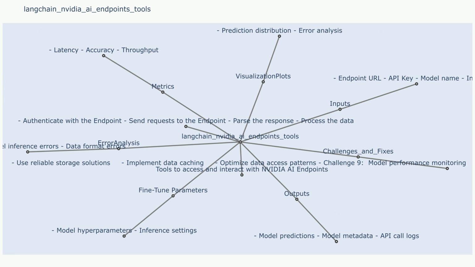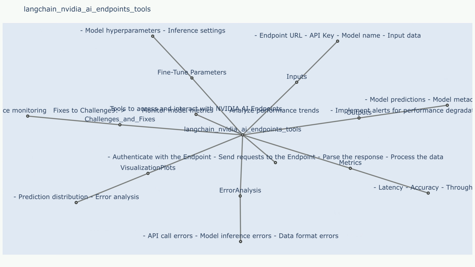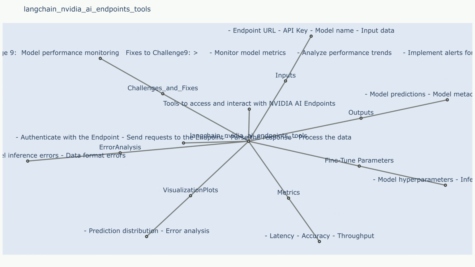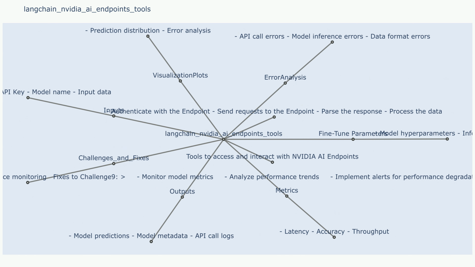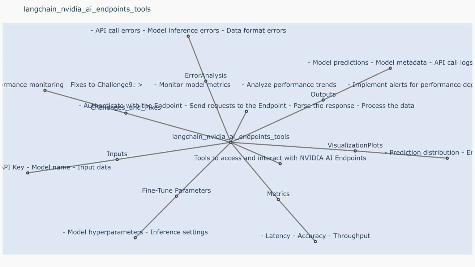Endpoint URL. The URL of the NVIDIA AI endpoint you want to connect to. API key for accessing the endpoint, obtained from the NVIDIA AI platform. Model name. The name of the specific model you wish to utilize from the endpoint, e.g. text-davinci-003 for GPT-3. Input text. The text you want to provide as input to the model. Outputs. Response text. The text generated by the model based on your input. Model metadata. Metadata related to the model, e.g.